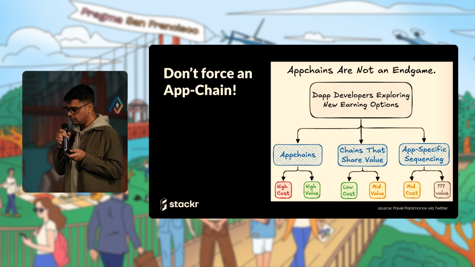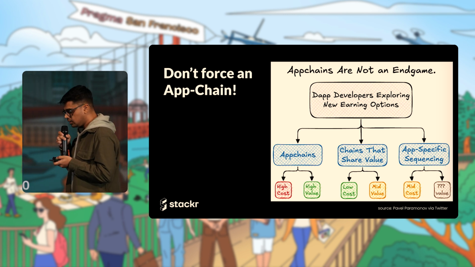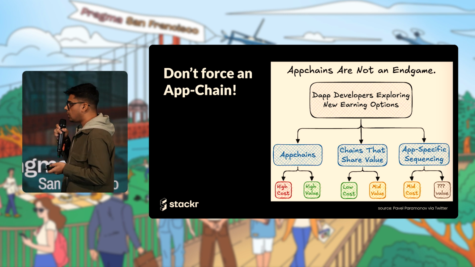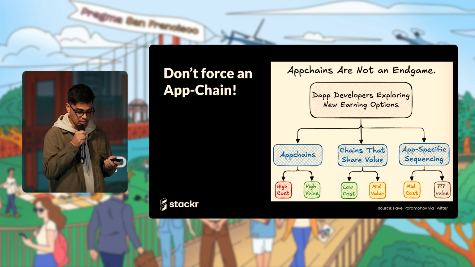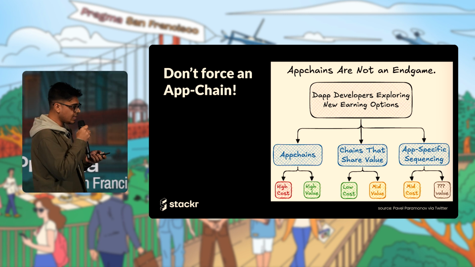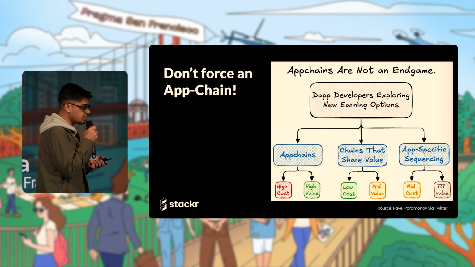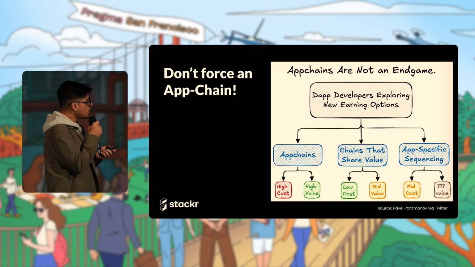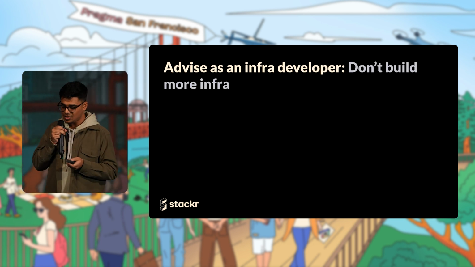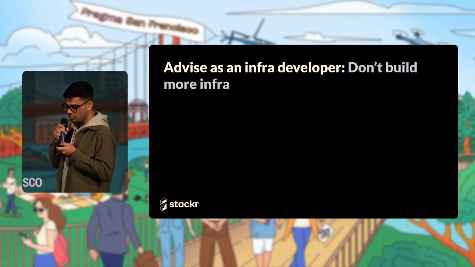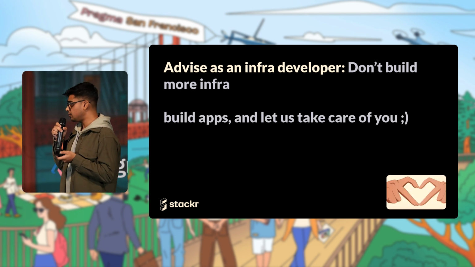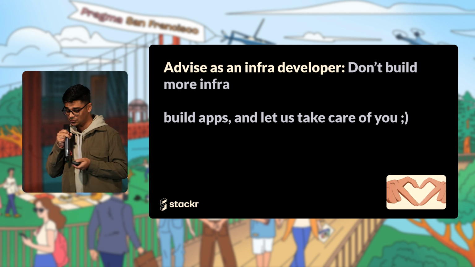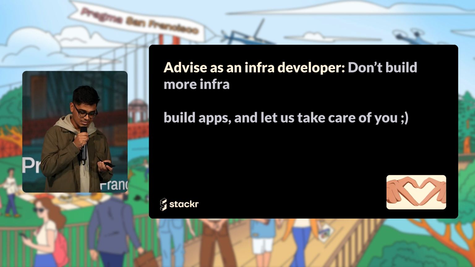And then there is app-specific sequencing, which is the new thing coming up. It is mid-cost, but the value capture is something which is yet to be seen. We'll be seeing that in the coming days. But yeah, this sounds like a promising thing that's coming up. So as advice, as an infra developer, you don't need to build more infra. What you need to be focusing on is doing more app building and let us take care of you. And yeah, that's about it.